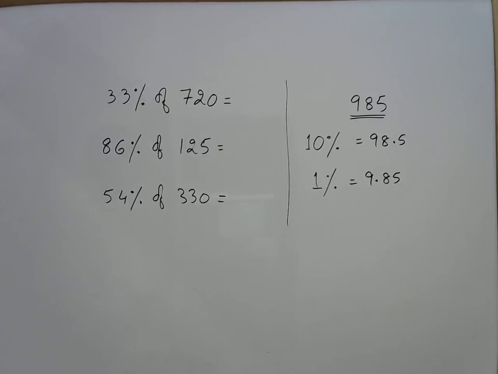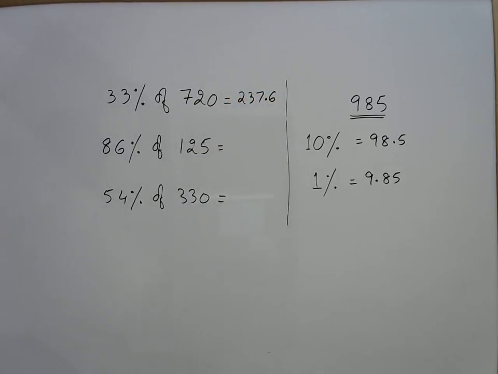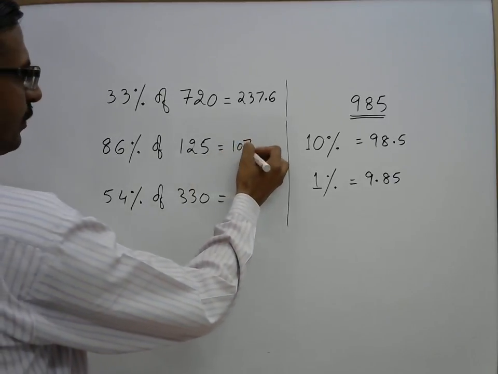Okay, the first one which I gave is 33% of 720. So the answer should be 237.6. You can just verify. I've got some right answers but some wrong answers also. Please take care of the decimal. The second one I gave was 86% of 125. So that is 107.5.